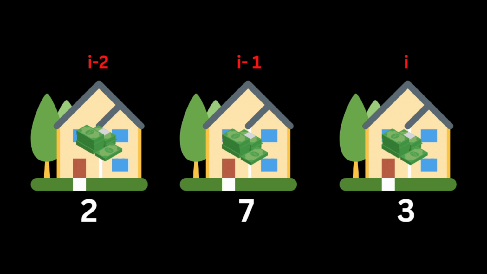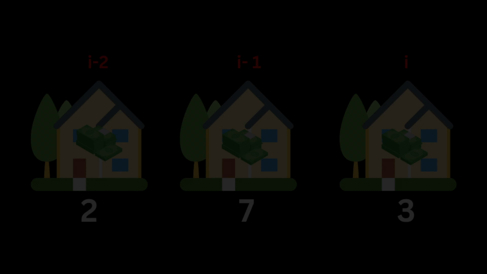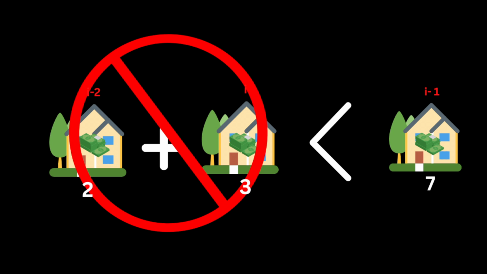For example, let's say we have three adjacent houses. We're gonna start at the current house, the third house. And because we cannot rob the adjacent house, we're gonna rob the house before the previous house and sum them up. After that, we're gonna compare the total money to the previous house. The bigger one is the one that we're gonna rob.